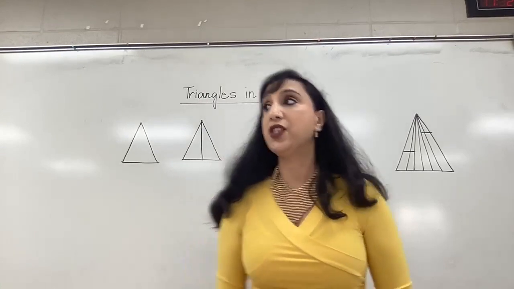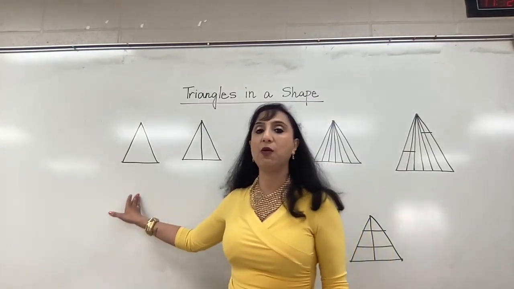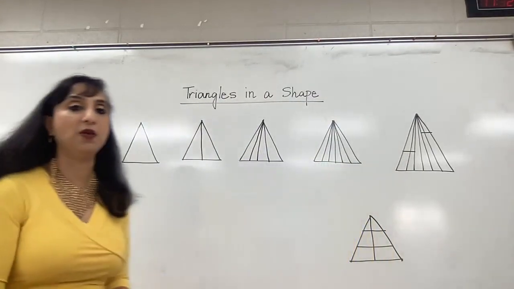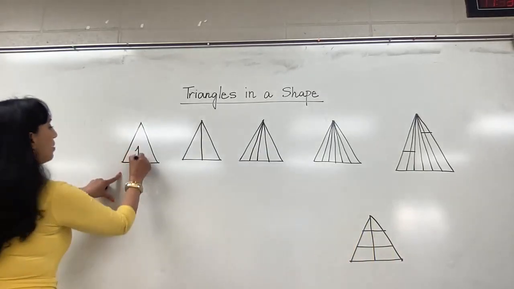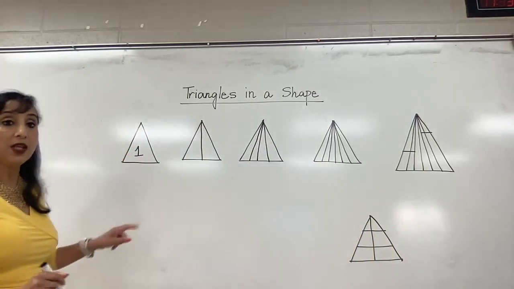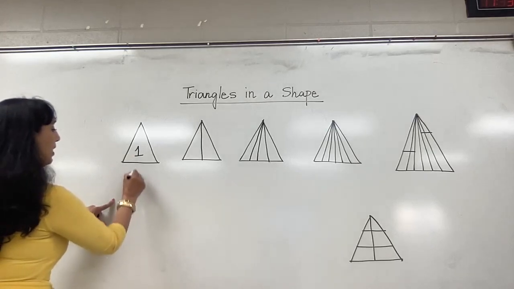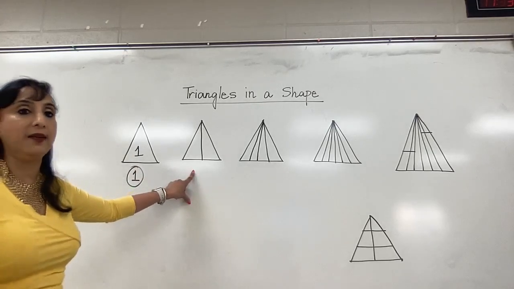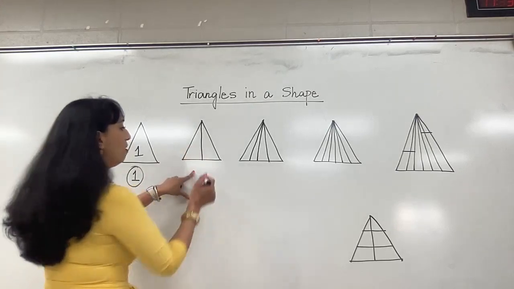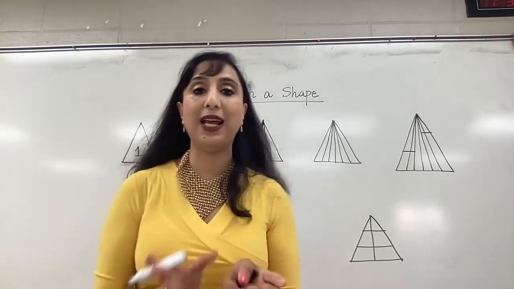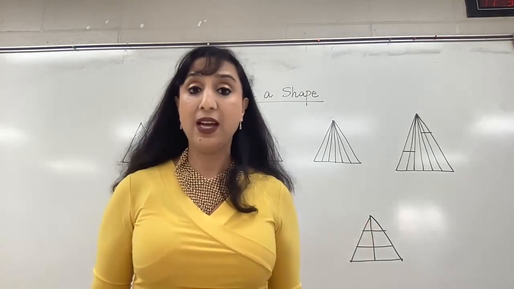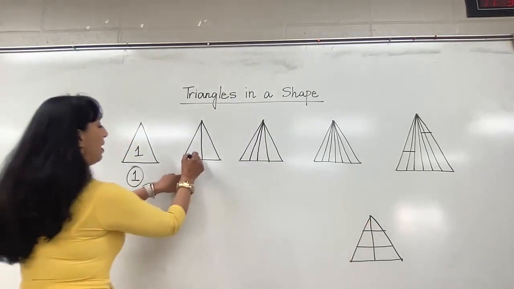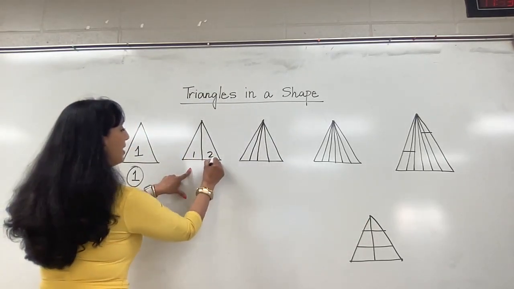Okay? So, let's start with the basic one. If I look at this, obviously, I know there is only one triangle over here. So in this shape, there is one triangle, all right? So let's move on to this one. I just take this and I count basically how many bases do I have. And so this is my first one, this is my second one.